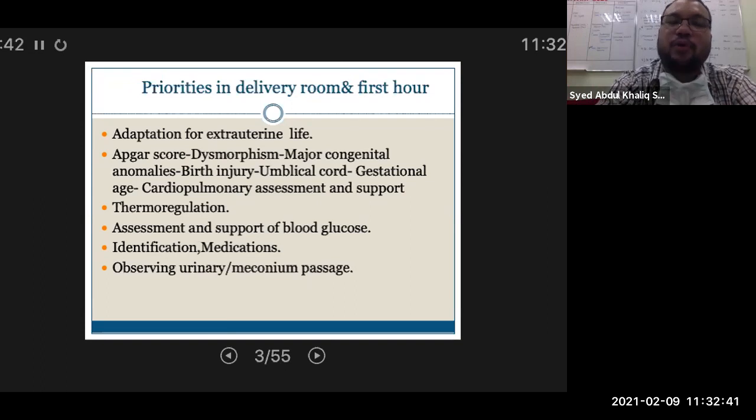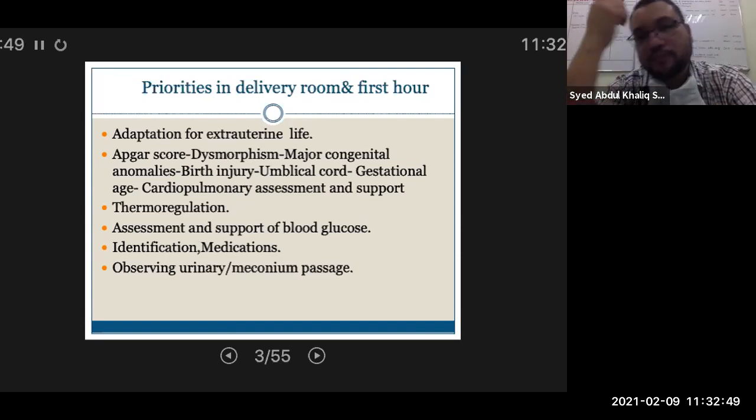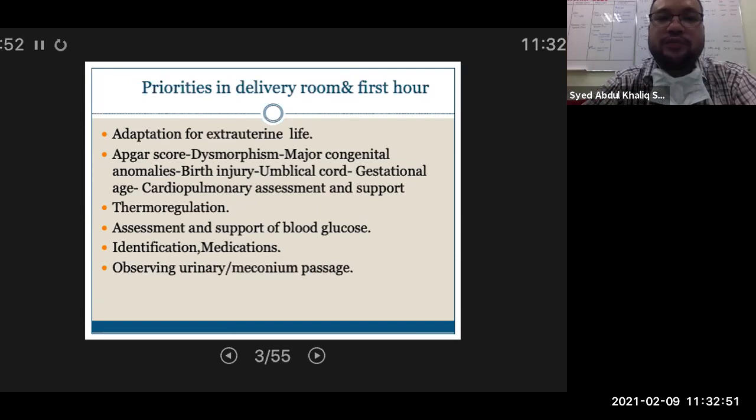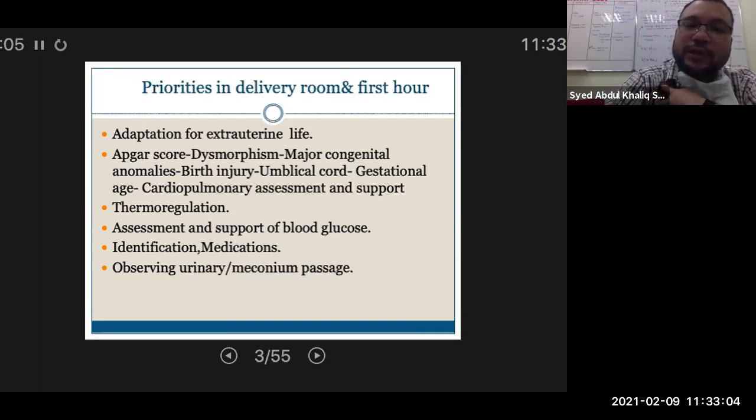And we assess and support the blood sugar, because babies get sugar from the mother, but now they must depend on themselves to get sugar. Then we observe the urine and meconium passage as well, because if the baby passes meconium before being born, there is a risk for the meconium to be aspirated. If aspirated, it gets into the lung and may cause meconium aspiration syndrome. It can cause pulmonary hypertension and pulmonary hemorrhage. If the meconium is swallowed, it can cause poor feeding, feeding intolerance and so on and so forth.